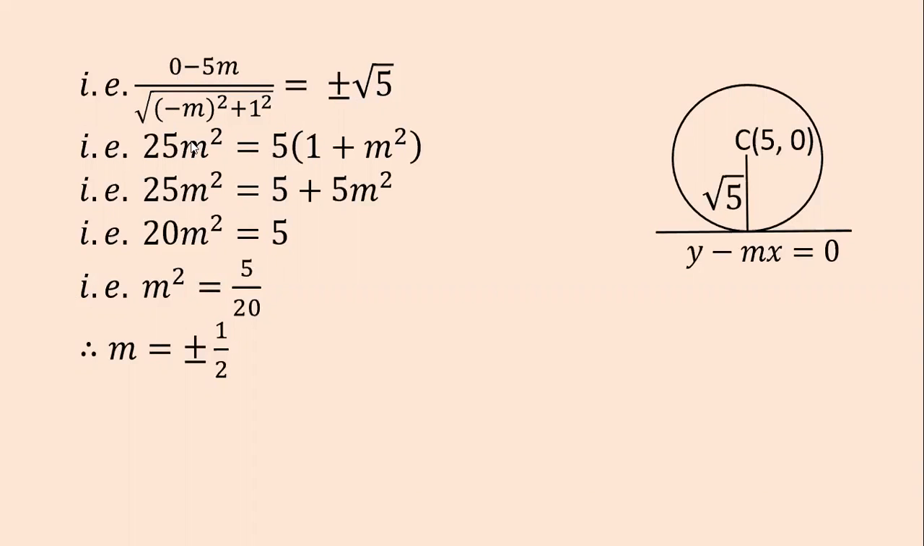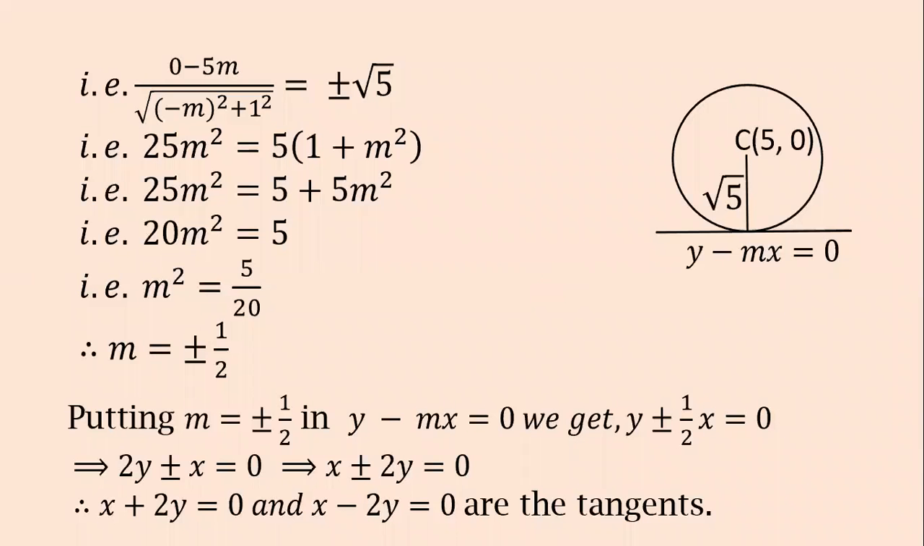Now squaring on both sides, we get 25 m square is equal to 5 into 1 plus m square. And finally, we get m is equal to plus minus half. So this is the tangent: y is equal to plus minus half x. Calculating this, we get the tangents x plus 2y is equal to 0 and x minus 2y is equal to 0. These are the tangents.